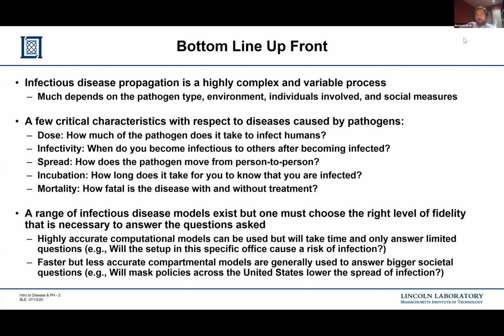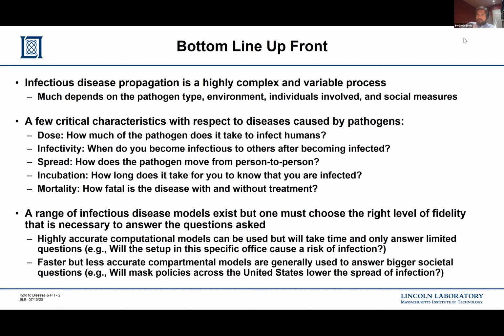As many of you are aware, COVID-19 has a long delay between when you're infected and when you actually show signs and symptoms. In some cases, you might never show signs and symptoms, but you might be infectious to other people. So that infectivity is very critical. Then there's the spread: is it person to person, or is it sexually transmitted, for instance? Are you infected via fluids? Do mosquitoes move it? Those are all critical questions for infectious disease propagation. Incubation: how long do you have it before you know that you're infected? And then the mortality rate, which everyone's obviously interested in.